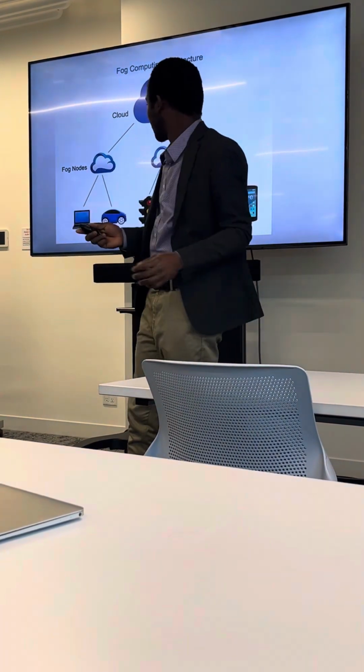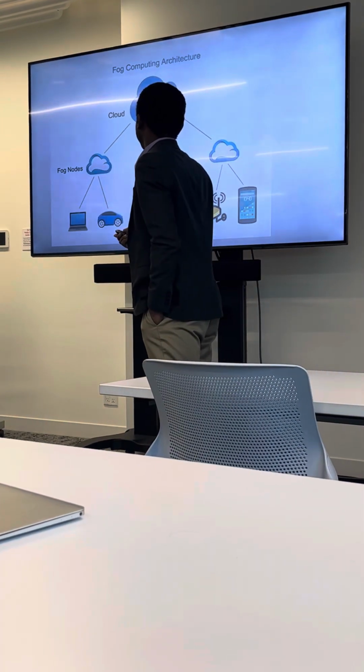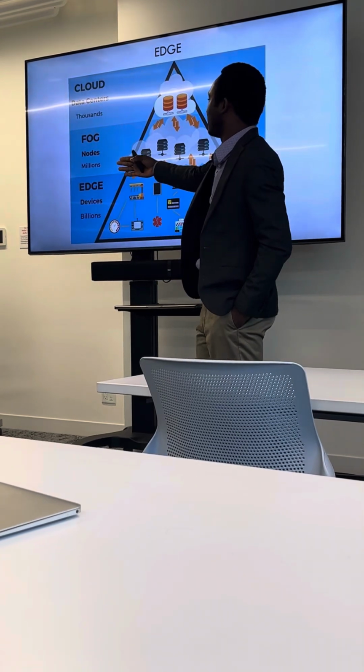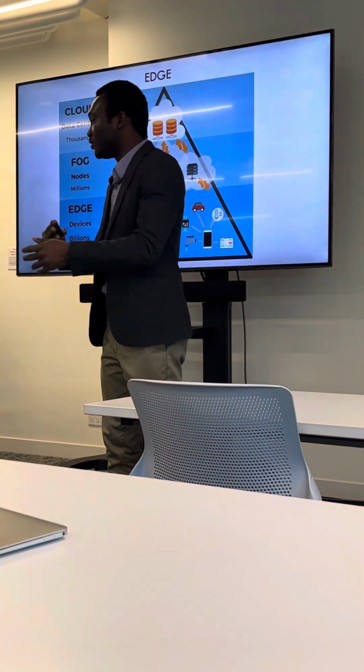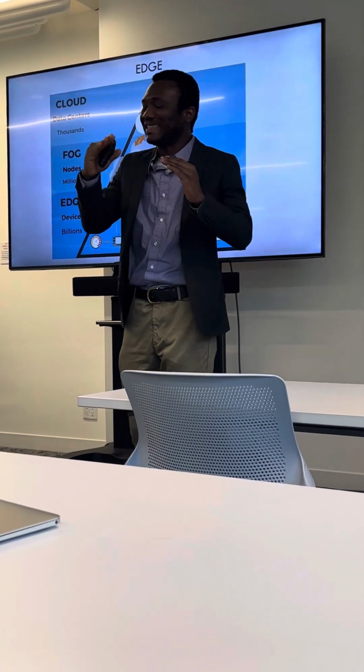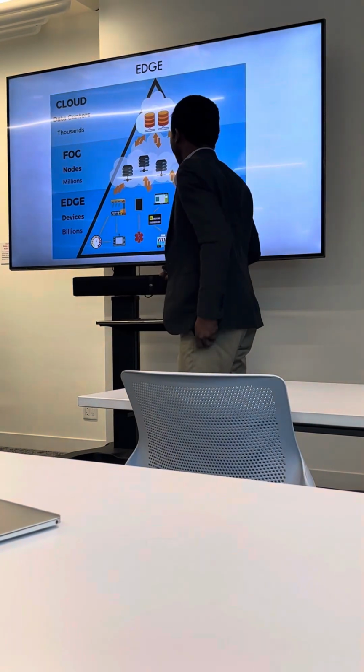It's a decentralized system. Now the third one is edge computing. Edge computing is also like fog computing, but it's below fog computing, and that is even closer. So for instance, your smartphone can process data itself. It receives the data and processes it quickly, and then you make a decision based on that particular data. That is edge computing. That one is even at the edge of the device.